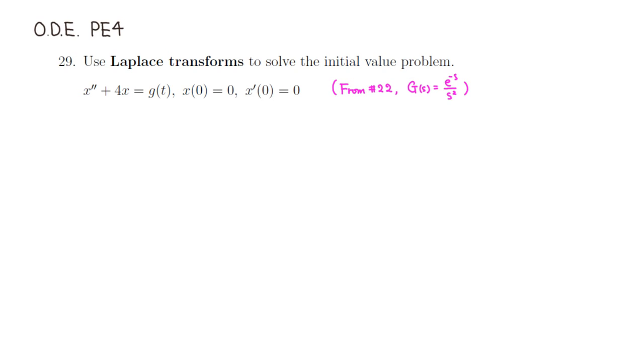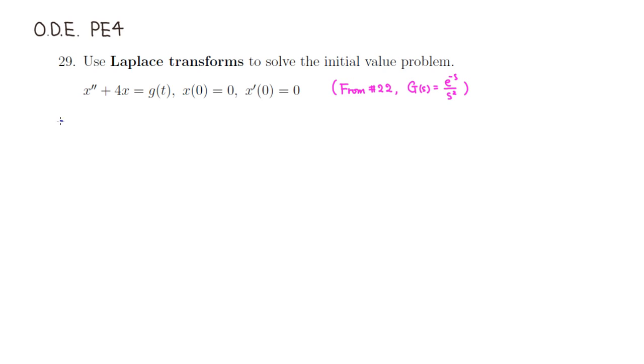Alright, let's look at the ODE practice exam 4, problem number 29. Let's use Laplace transforms to solve this initial value problem. From number 22, the Laplace transform of g of t is given to be e to the negative s over s squared. So let's do that.